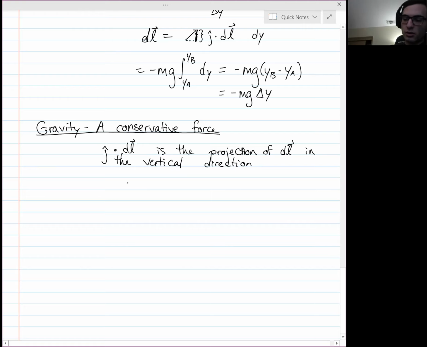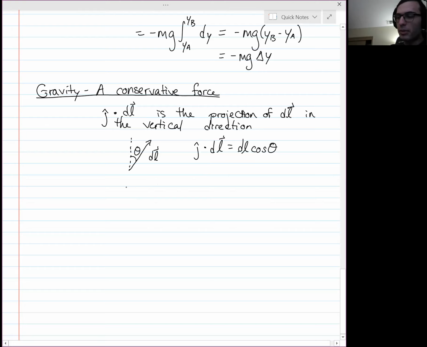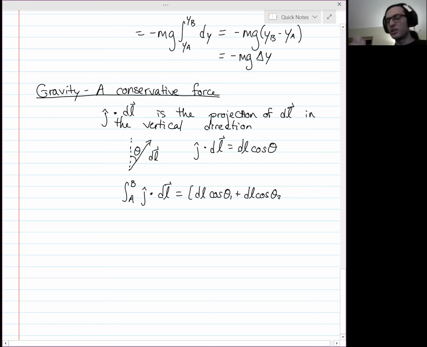In particular, we can draw this again. If this is dl blown up infinitely, and this angle is theta, say, then j dot dl is just dl times cosine of theta. And so we could write out this integral. By the way, I'm doing this in more detail because I know that people have trouble with this. We could write out this integral in a more complicated manner. This is equal to dl times cosine of theta 1 plus dl times cosine of theta 2. Notice that the length of the vector doesn't change, but the angle might change as the path travels along some trajectory.